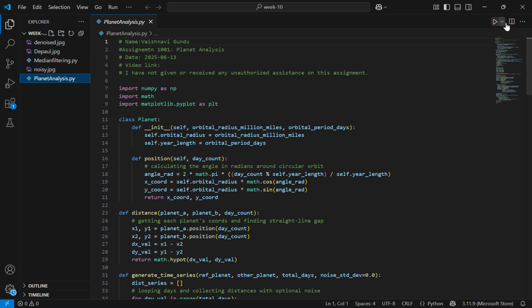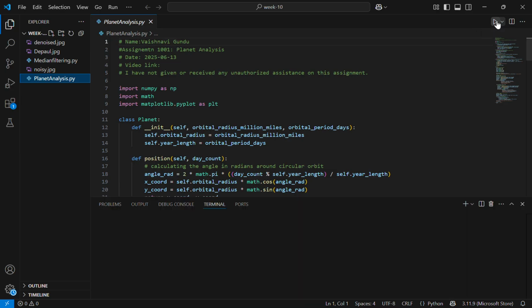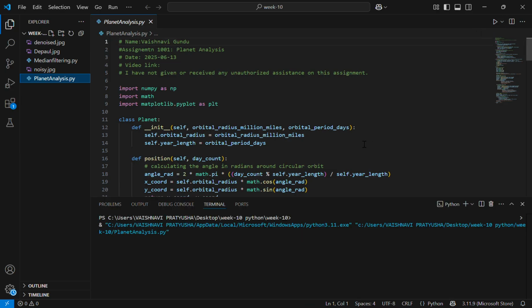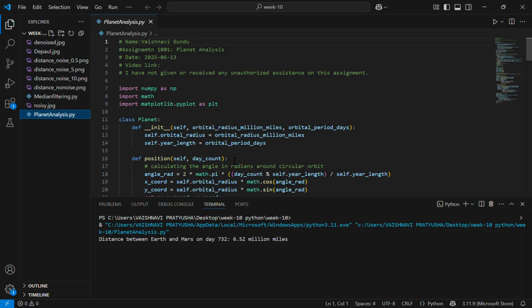Hey all, now I'm running my last assignment code, PlanetAnalysis. So you can see the distance between the Earth and the Mars. So let's go quickly into the questions asked. What is the distance between Earth and Mars on day 73?